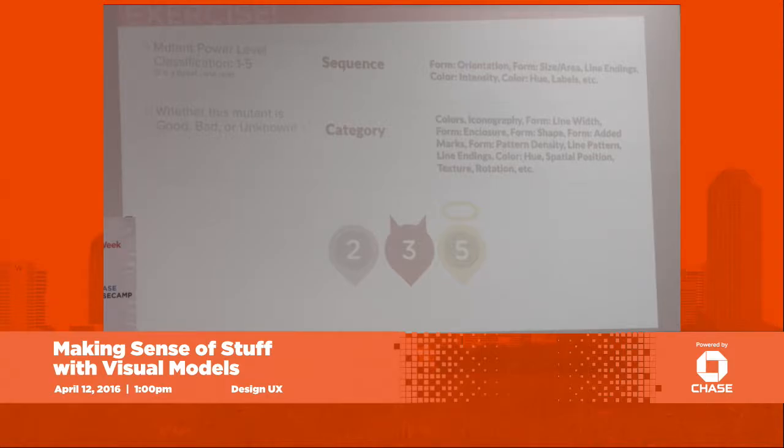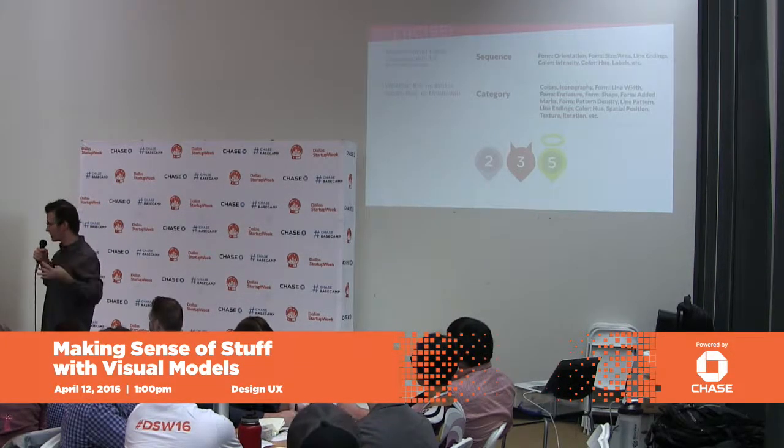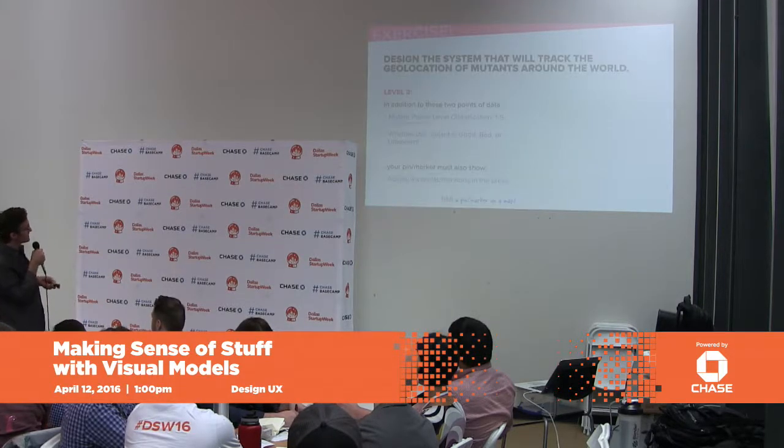All right, so that's level one of this exercise. The whole point is to get you thinking in a more scientific way or critical way about which visual encodings to use to represent information. Now let's level it up a bit.